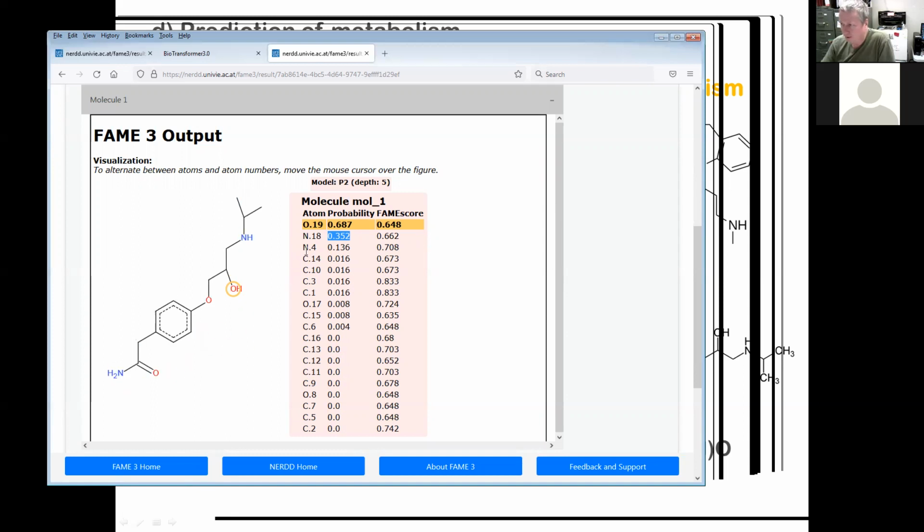And then N4, which is over here. Maybe the reason N4 is not as predominant, my guess is that it is a little bit sterically hindered by the isopropyl group. I don't know. But yeah, alcohol, very high probability. Alcohols are very notorious for phase 2 metabolism. All right, cool. That was kind of fun.